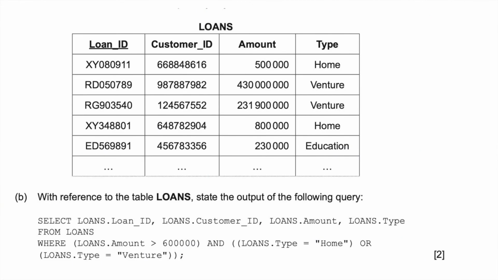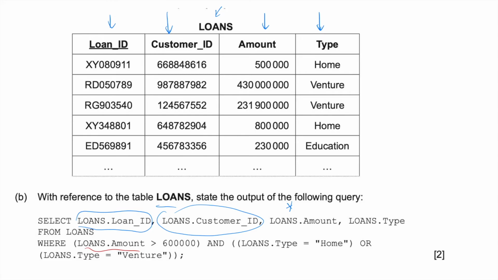Okay, so right here, we have a table loans. With reference to the table loans, state the output of the following query. So we're going to select this loan ID, customer ID, amount, and type. And we're going to be printing all of those out. So we could actually replace this with a star, but we're not running this query. They are, so whatever. Where loans.amount is greater than 600,000 and loans.type equals home.